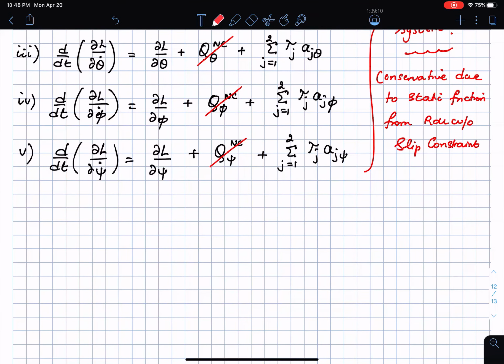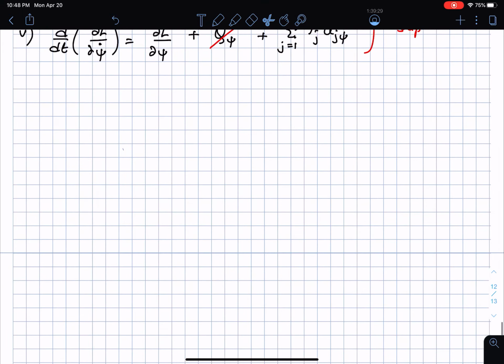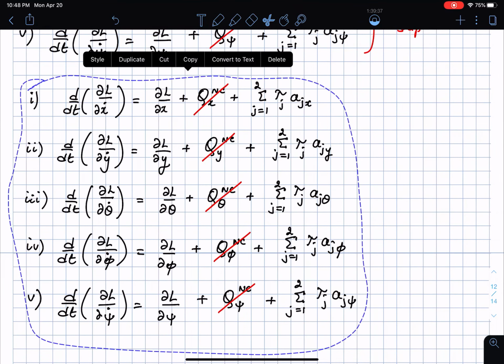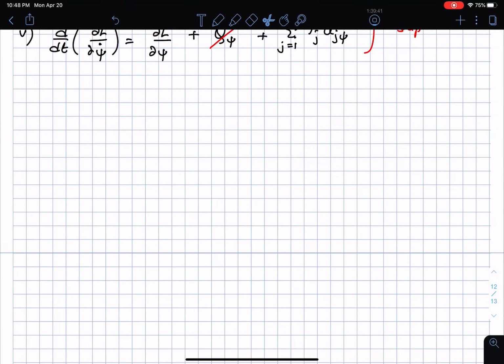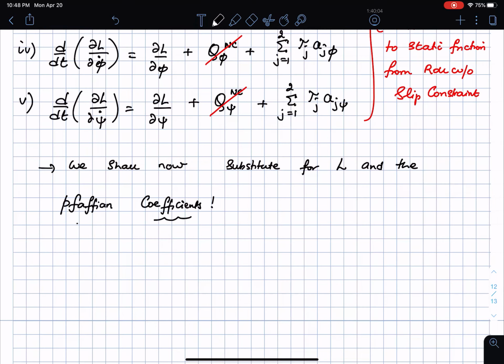So I'm going to go ahead by looking at each of these. I'm going to start off simplifying. Here is what I end up having. Now lambda j a_jx. Let me rewrite these things a little better. I'm going to copy these same things and get rid of some of the terms. Let me say that I'm going to start simplifying things. We shall now substitute for the Lagrangian and the Pfaffian coefficients. That's something that we're going to be doing.